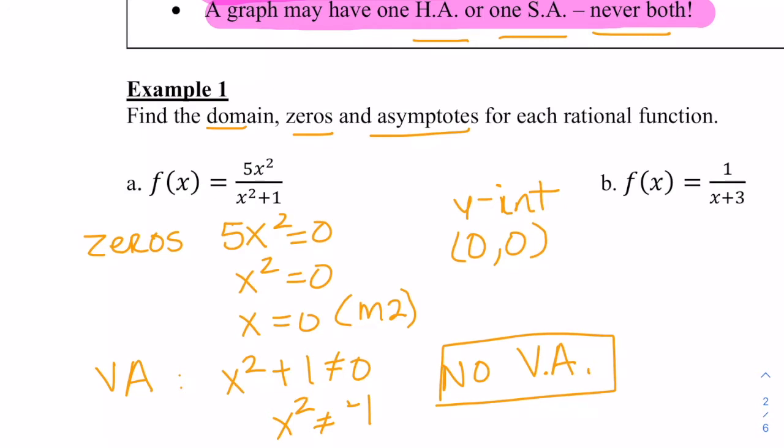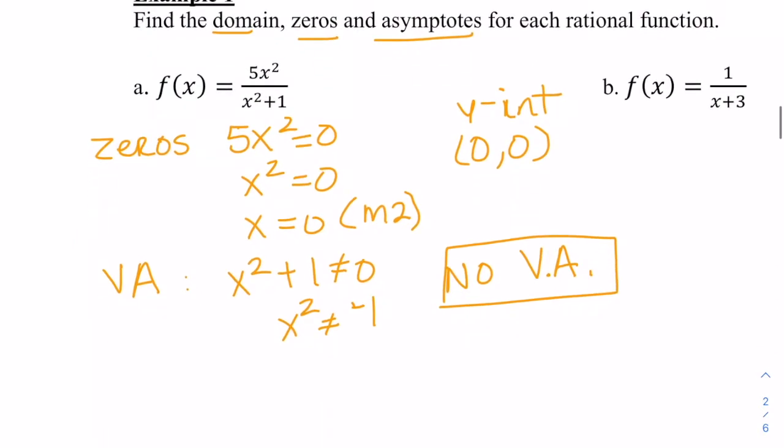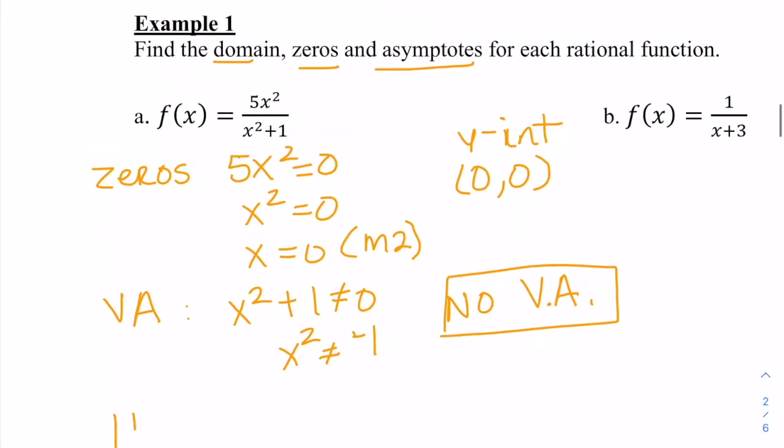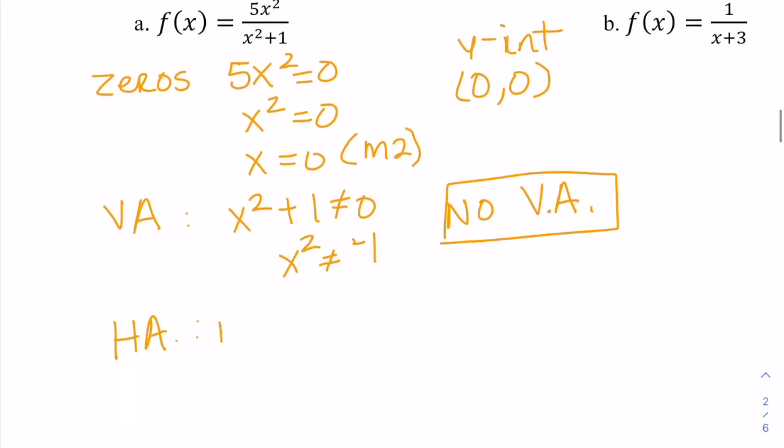Now let's look at the degree. So if you look at the degree, we have an x squared in the numerator and an x squared in the denominator. So this tells us that the n, the degree of the numerator, equals m. So the equation of the horizontal asymptote will be the leading coefficients, which is just 5 over 1. So it would just be y equals 5.